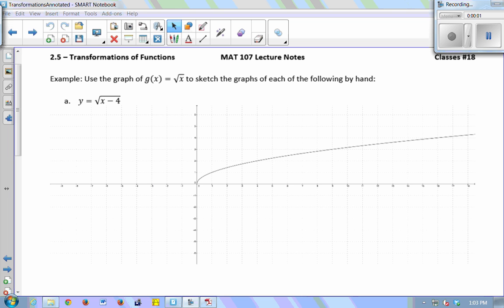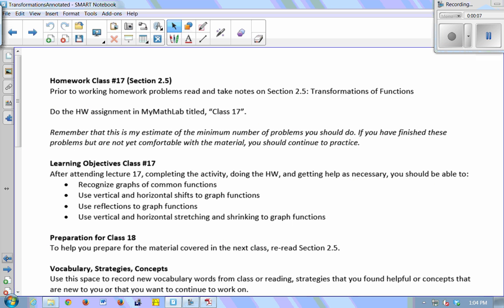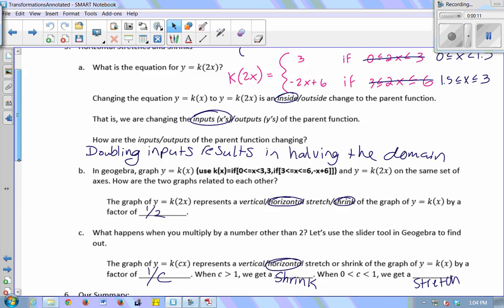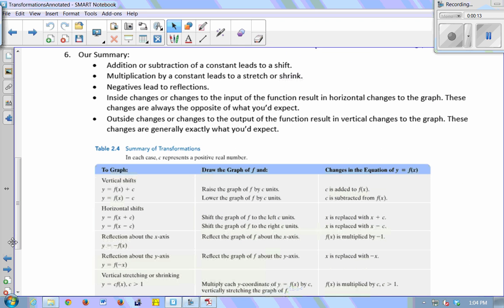Okay, so we're going to try to remember everything that we discovered last class, which was a lot, right? We discovered a lot of things about transformations, and the final summary of what we learned was here in number 6 from the previous class.